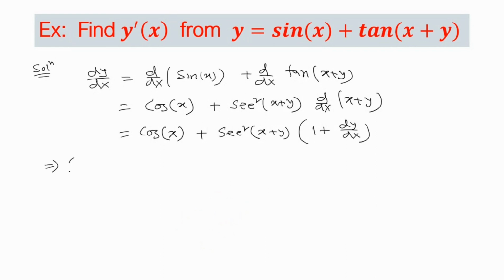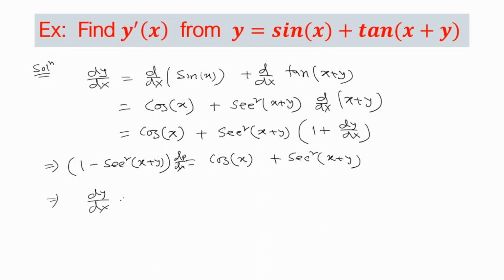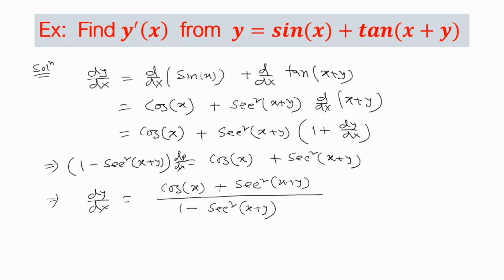Then collect the dy/dx together. So you have here 1, and this is minus secant square (x plus y) dy/dx is equal to cosine x plus secant square (x plus y). So this will give you dy/dx is equal to (cosine x plus secant square (x plus y)) over (1 minus secant square (x plus y)).